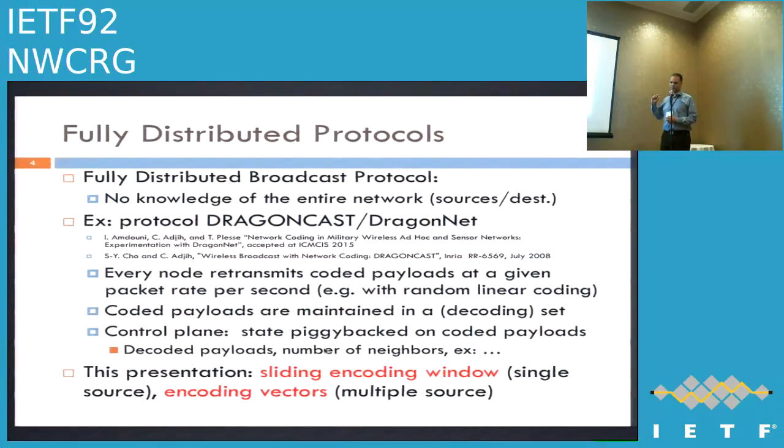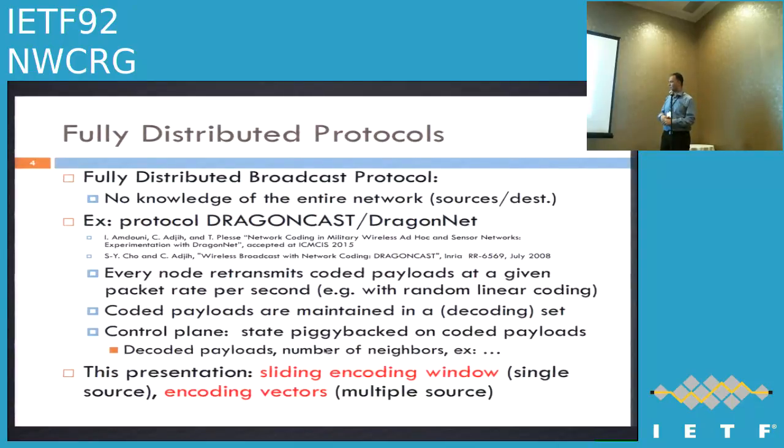The additional thing here is a simplified control plane, where a node adds information about its state on the packet. It's piggybacked, so there is some signaling which works hop by hop. This information could typically be the number of payloads that have been decoded, the number of neighbors the node has, the rank, and so on. This is used to help the network coding process. In this presentation, I will focus on two things. First, the sliding encoding windows, because I think it's a valuable building block that could exist in this research group, and also the case of multiple sources.